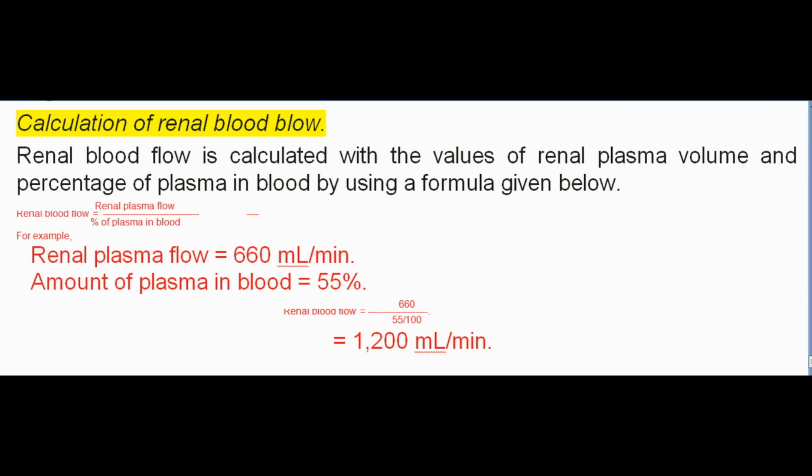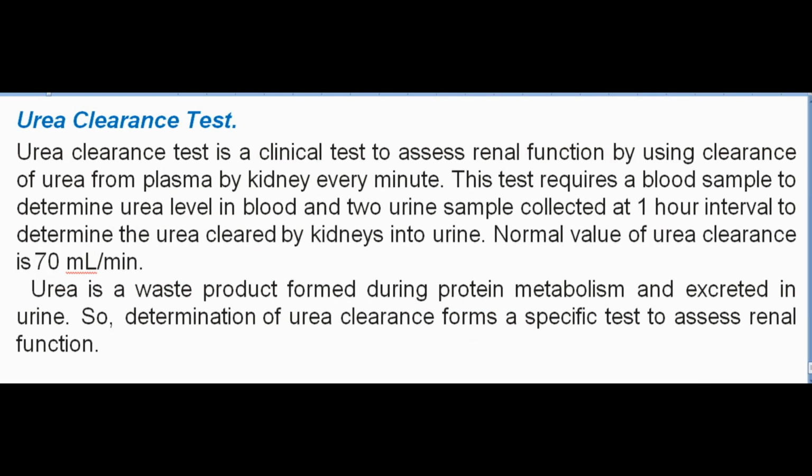Calculation of renal blood flow. Renal blood flow is calculated with the values of renal plasma flow and percentage of plasma in blood by using a formula given below. Renal blood flow equals renal plasma flow divided by percent of plasma in blood. For example, renal plasma flow equals 660 ml/min. Amount of plasma in blood equals 55%. Renal blood flow equals 660 divided by 55/100 equals 1200 ml/min.